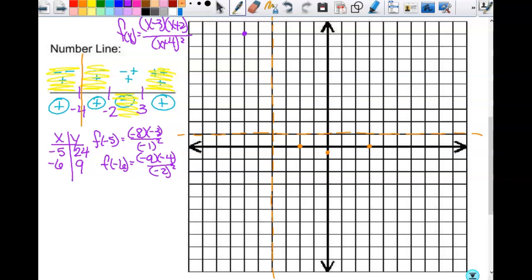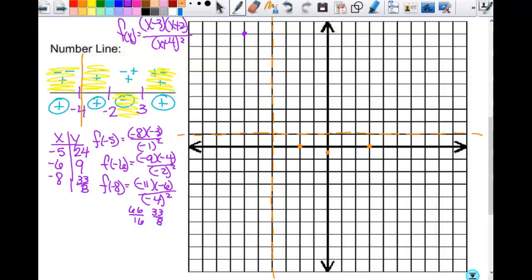So let's do negative 8. See if I can get another point over there. Because I still don't know when I come down if it comes down real close to this or if it swings out real far or exactly what's happening. So f of negative 8, that's going to give me negative 11 times negative 6 over negative 4 squared. That gives me 66 over 16, which is 33 over 8.